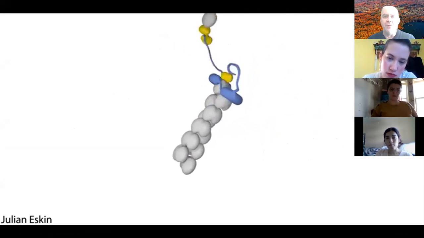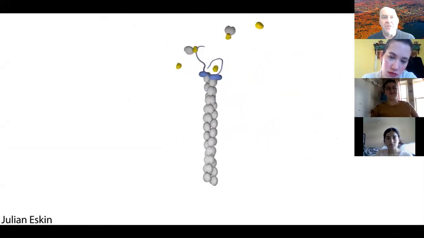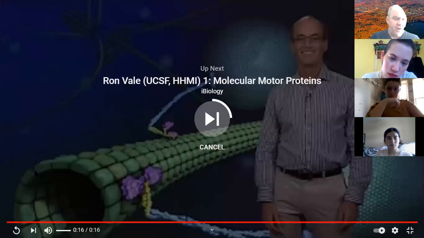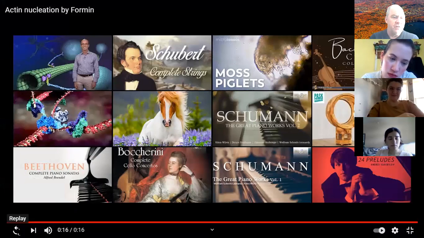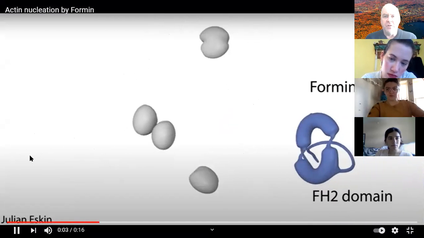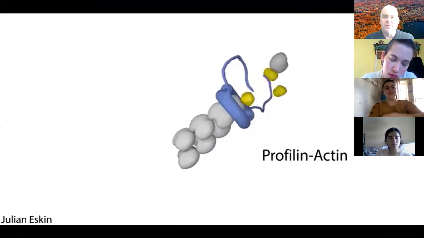It looks like it's grabbing food and eating it, shoving it down its throat. So the little yellow things are the ADF cofilins. Oops, that was fast. That was way too fast. I'll play that again. No, I'm sorry, they're the profilin. So the little yellow balls are profilin, bringing in monomers.